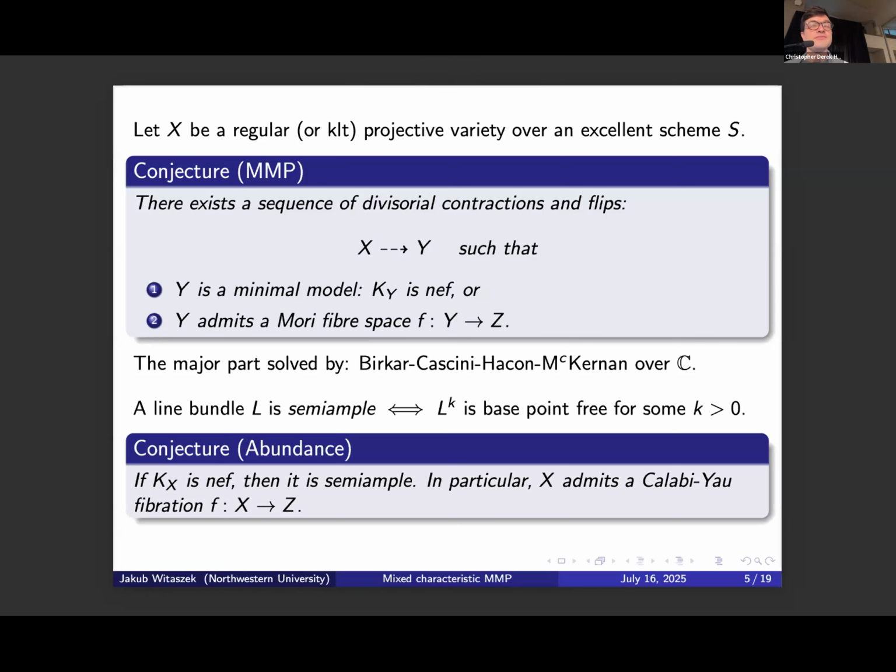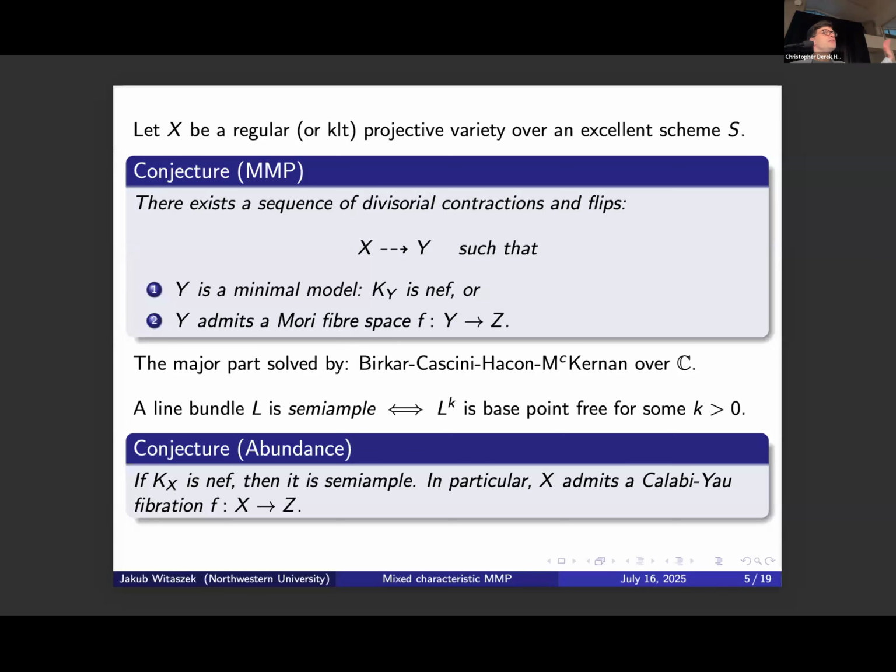Before I state the abundance conjecture, let's recall that a line bundle L is called semi-ample if some power of it is base point free. Now, the abundance conjecture says that if the canonical divisor is nef, then it is semi-ample. In particular, by looking at the associated linear system, we get a fibration f: X to Z, whose general fibers are Calabi-Yau, and the base is expected to be of log strictly general type. If we combine the minimal model program conjecture with abundance conjecture, we get the following.